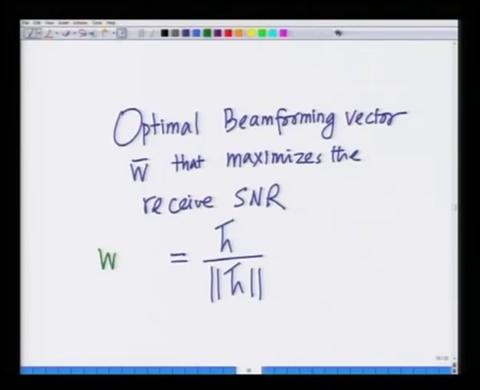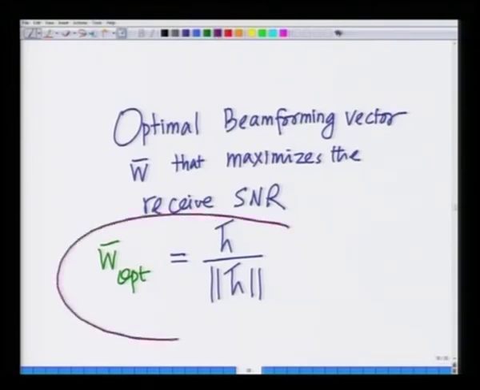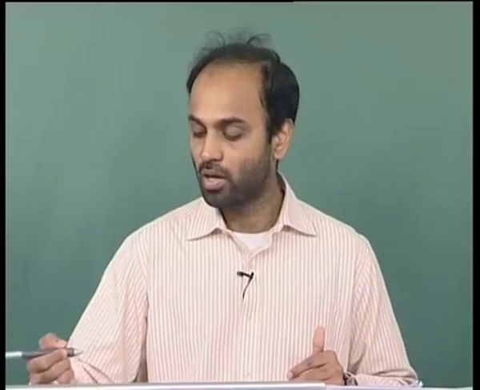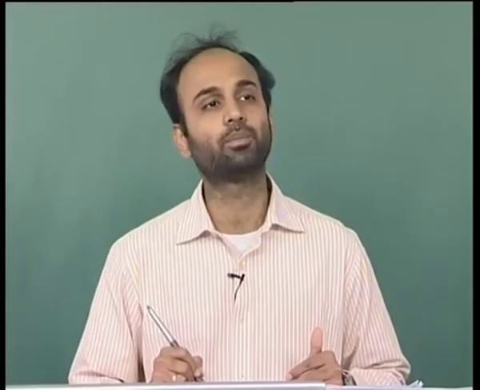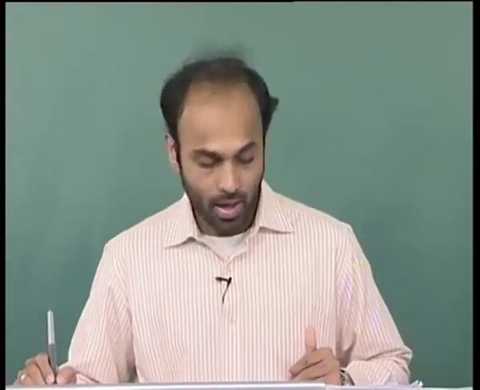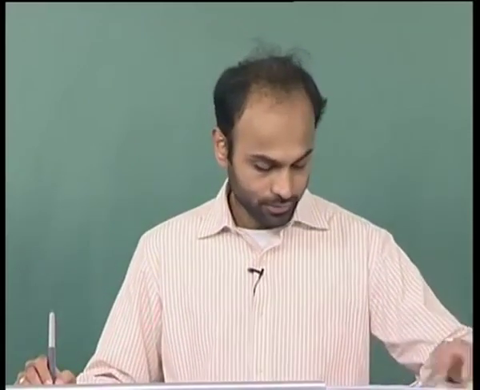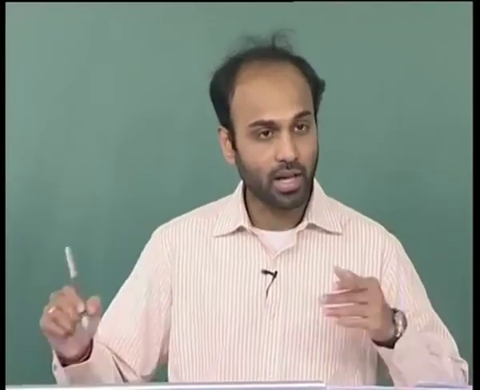That is, let me denote this by a name, let me call this w optimal, that is the optimal beamforming vector is h bar divided by norm of h bar, and you can check this has unit magnitude, because norm w bar square is magnitude h bar square divided by magnitude h bar square, which is 1. Alright. And further let us derive the SNR now.